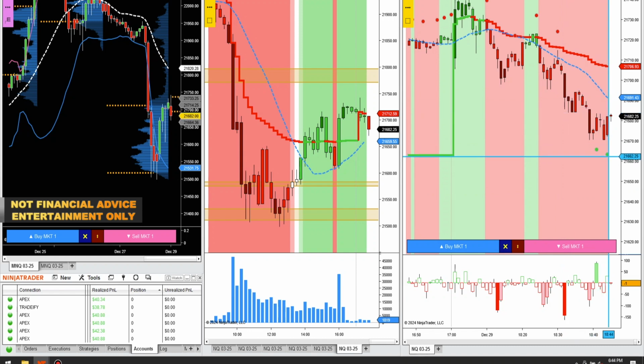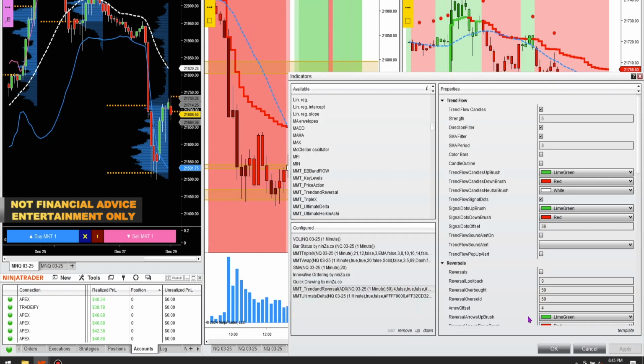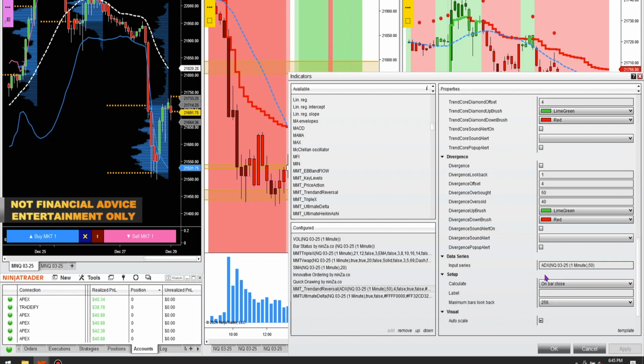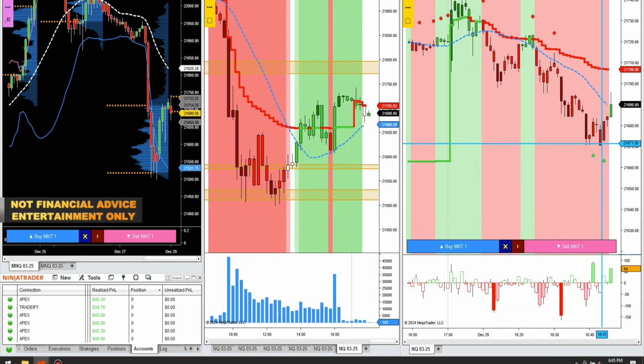Got the green ADX dots coming in, getting a bounce. If you need a refresher, the latest ADX dots that I'm using are the trend flow candles with a strength of 5, directional filter on, SMA filter on, period of 3. It's not painting the bars, it's just painting the signal dots. And I'm using an input series of the ADX, a period of 50. Getting a nice bounce after these dots.